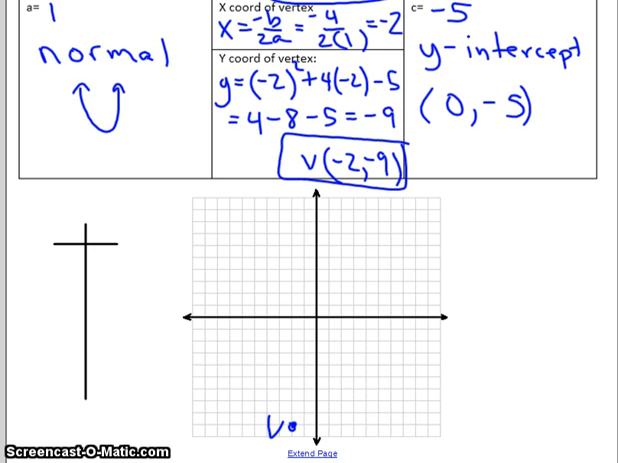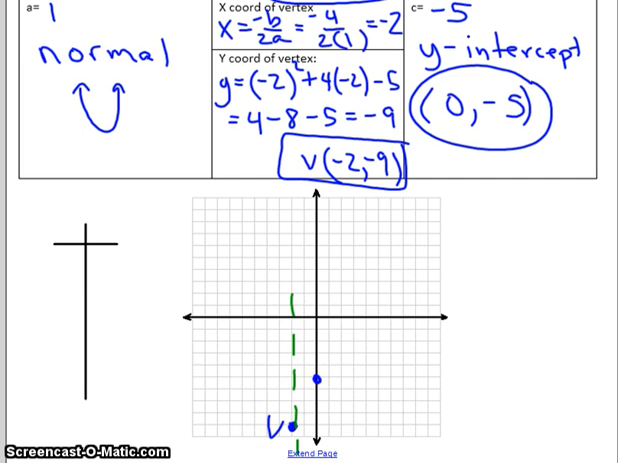Now with the other indicators here, we should be able to graph this parabola. The y-intercept is at 0, negative 5. So that's located at 1, 2, 3, 4, negative 5 on the y-axis. And with the parabola, you're going to want 3 points. The other final point we will locate through the axis of symmetry. The axis of symmetry is the vertical line that goes through the vertex.